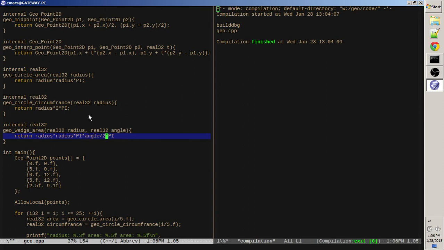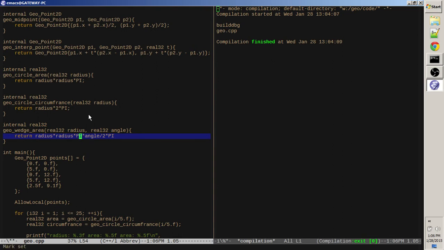The reason you divide by 2 pi is because if you have the angle of 2 pi, right? If you say I want to know what the wedge area is of a wedge with an angle of 2 pi, well, 2 pi goes all the way around the circle, so this should become a 1. If the angle is 2 pi, then this whole term becomes a 1, and this whole thing is just the area of a circle. If, however, the angle is 1 pi, then this should become 1/2, and this becomes half the area of a circle.